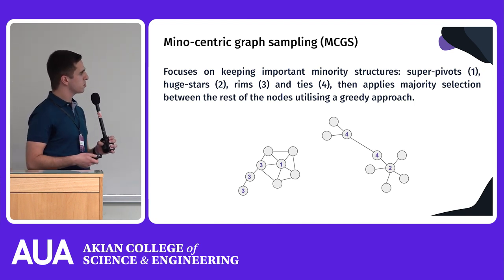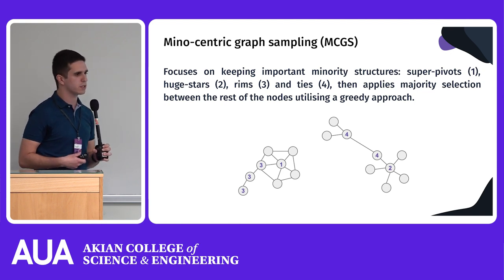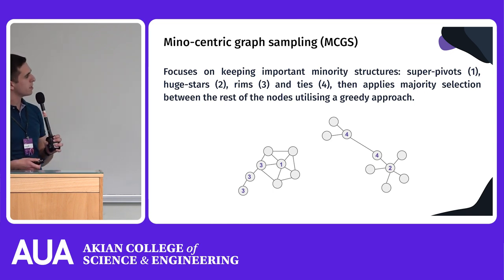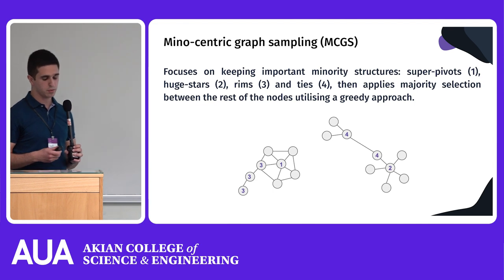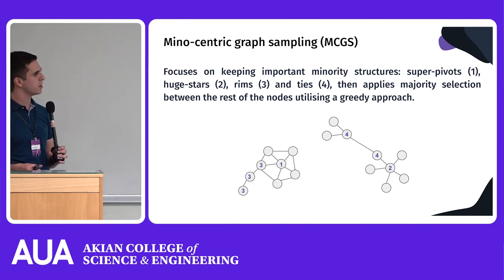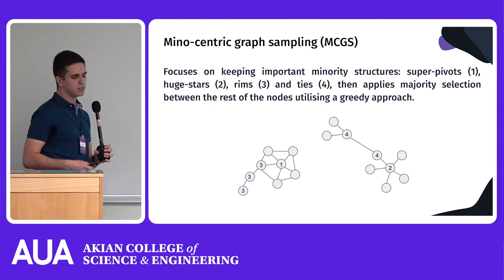So this approach is based on first selecting these types of nodes from the graph. After the minority selection is complete, majority selection is applied. The idea of majority selection is very simple. All the remaining nodes are evaluated iteratively. For all the ones that remain, we calculate several distance metrics: we add them to the graph one by one and then calculate some metrics. The node that provided the best distance metric, meaning the sampled graph is closer to the original one, is selected. And once we add this node to the graph, the process repeats for all the other ones.